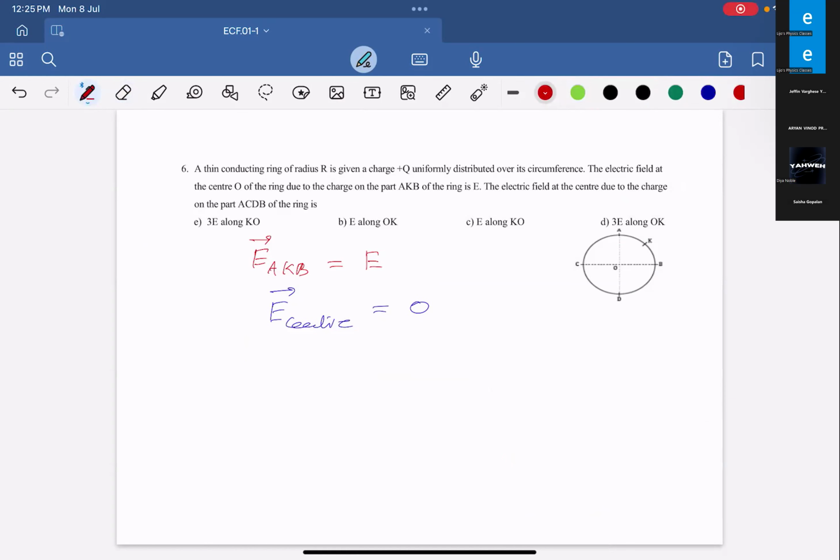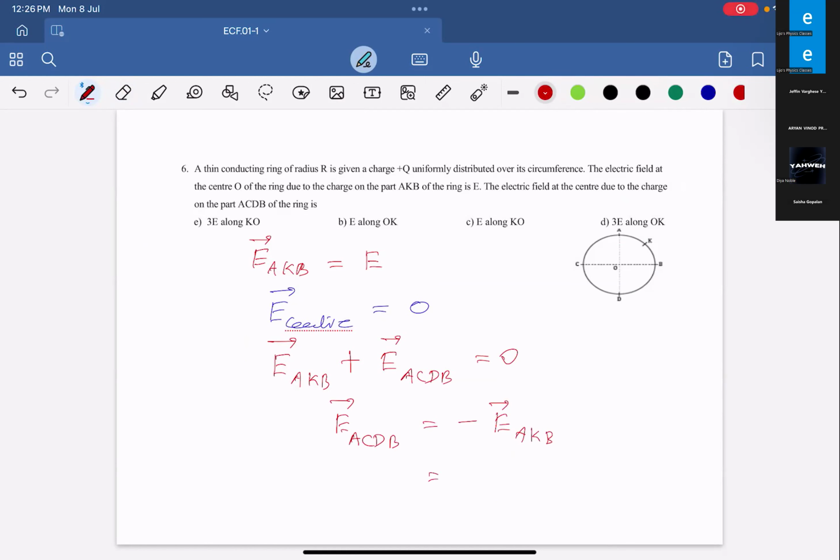Correct. And what is electric field at the center? It is the sum of electric field due to both the arcs. Am I correct? EAKB plus EACDB. EAKB plus EACDB should be equal to 0. They are asking you to find EACDB. So how to find EACDB? It is minus of EAKB.